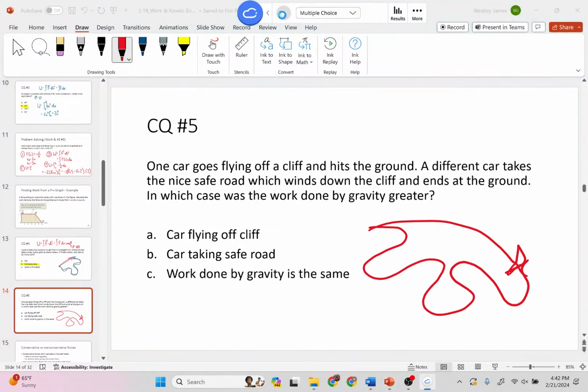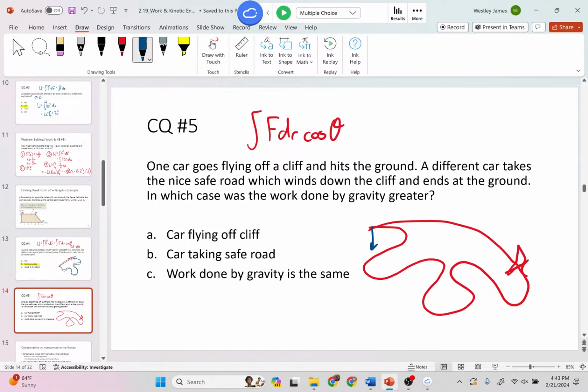All right. So we're going to start the same way. Integral f dr cosine theta. But here's where it gets messy. In the last problem, friction always pointed opposite the direction you're moving, so the angle was always 180. In this problem, gravity is always down. So the angle is changing.